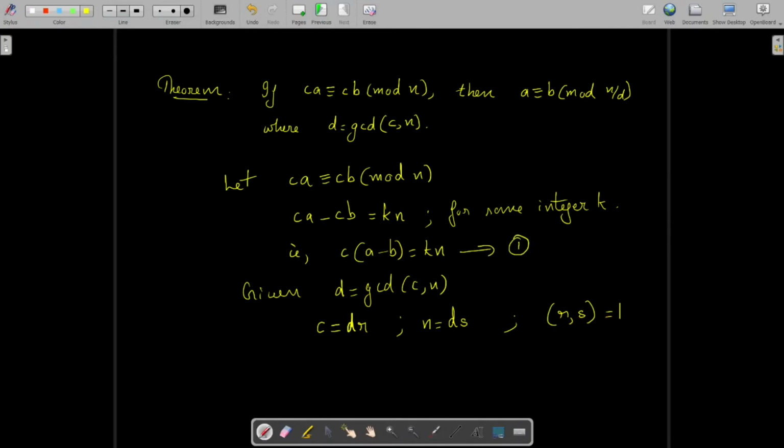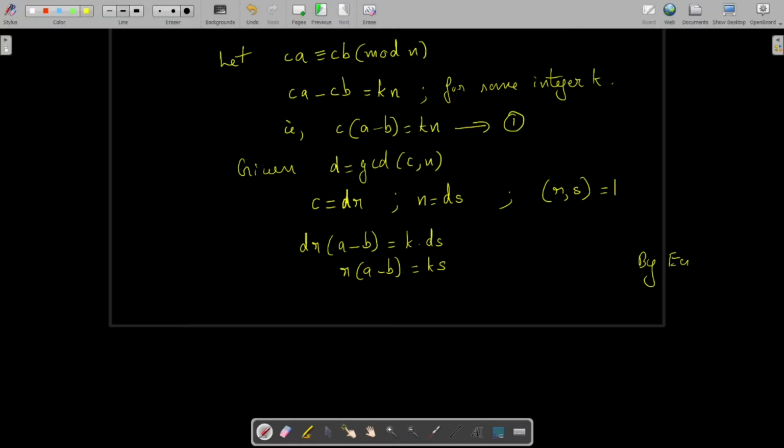So, let us substitute the expressions for c and n in equation 1. We have d r into a minus b equals k into d s. We can cancel d from both sides of this equation and we can write r into a minus b equals k s. Now by Euclid's lemma, if a divides b into c and GCD of a and b equals 1, then a divides c. So we are applying this lemma here.